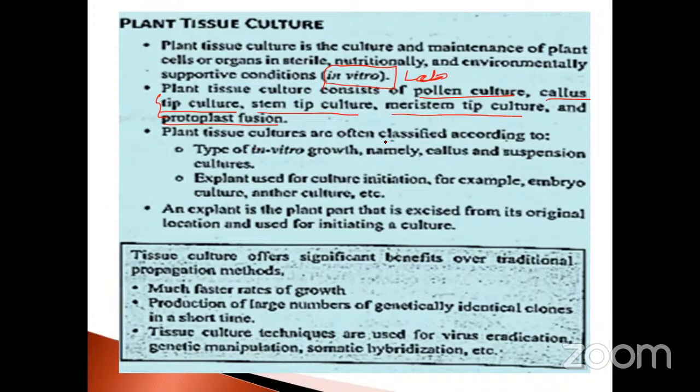Plant tissue cultures are often classified according to the type of in vitro growth, namely callus and suspension culture. What does callus mean? It is solid in nature. Suspension is nothing but the solution format. Okay, suspension. Another type is by the explant used for culture initiation, for example, embryo culture, anther culture. So these are the two types of plant tissue culture according to their nature.